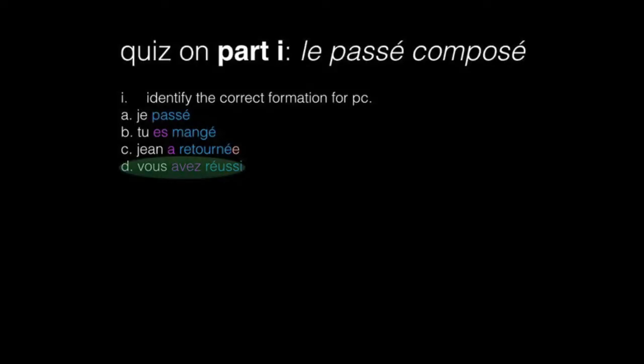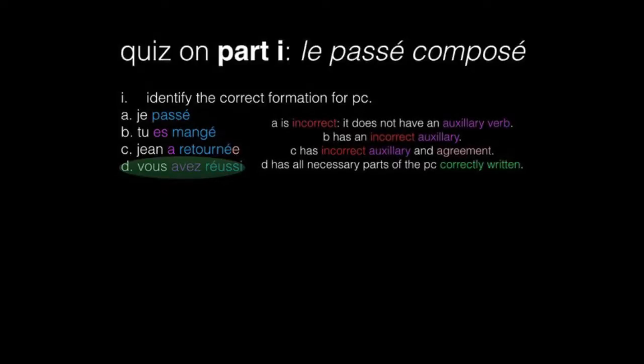The answer is D. Vous avez réussi. And the explanation is as follows. A is incorrect. It does not have an auxiliary verb. B has an incorrect auxiliary. C has an incorrect auxiliary and agreement. D has all necessary parts of the PC correctly written. So D is the answer.